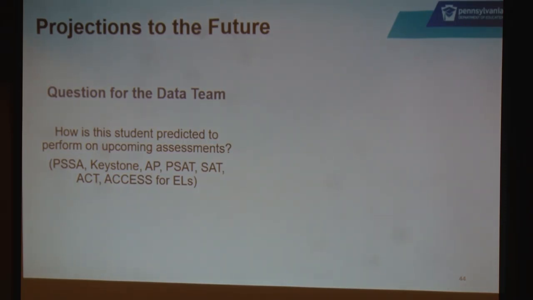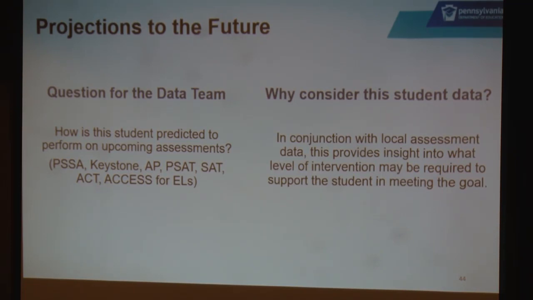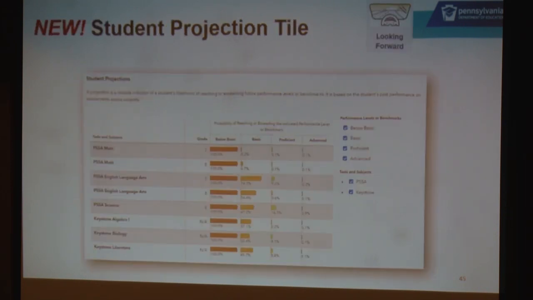So when you're looking at your data team, what question would you ask your data team? Well, how is this student predicted to perform? This piece of data might help us in conjunction with your local assessment plan. It provides insight on maybe what level of intervention the student needs or what level of enrichment they might be interested in in order to help them meet their goal. So there is a whole tile for student projections. You can turn it on in the main left-hand tile. You can turn off the other ones and just have the projection tile on.